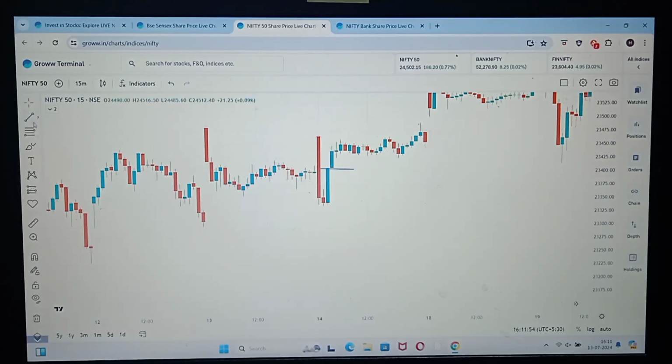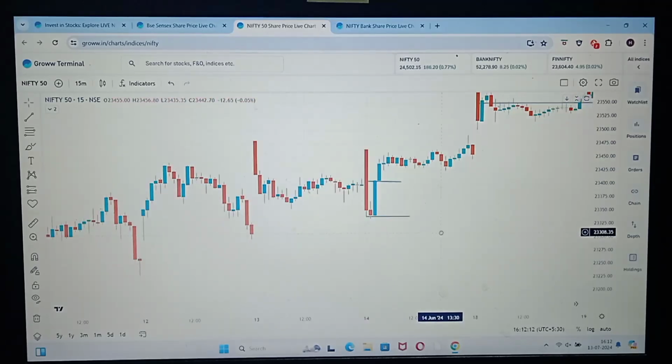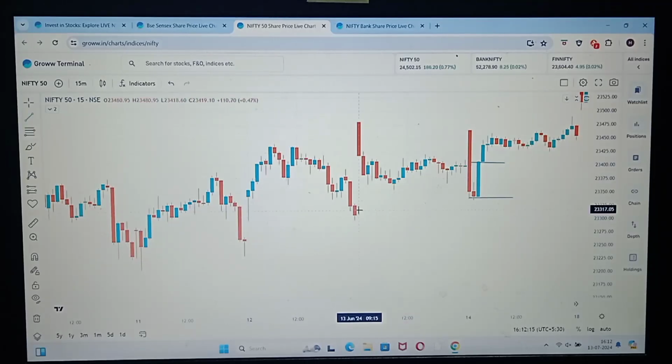On 14th of June, clearly see, on 14th of June we can book our position at the 23,407 level. Easy 40 points, easy 50 points. Then you can see 9:45 marking the high and low. So 1, 2, 3, 4, 5, 6 consecutive candles are inside and consolidating. On the 7th candle the wick is outside, we won't initiate our trade.